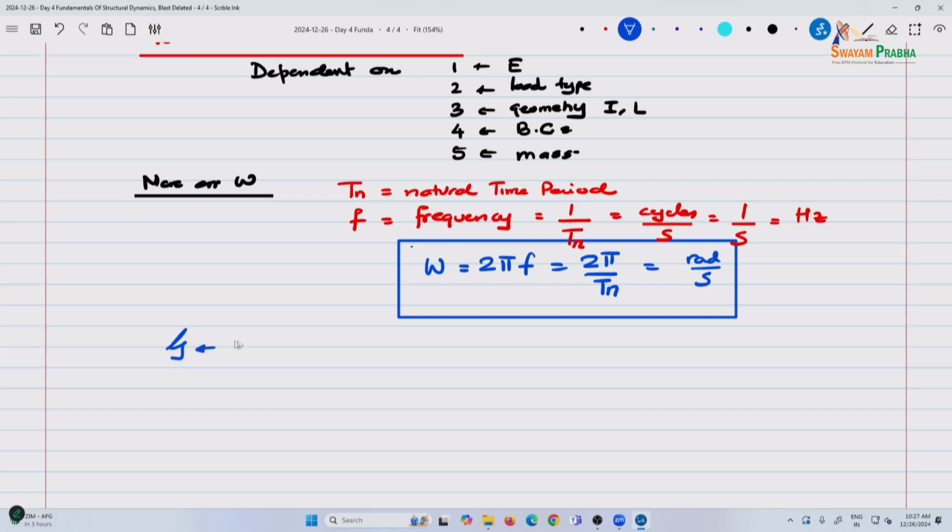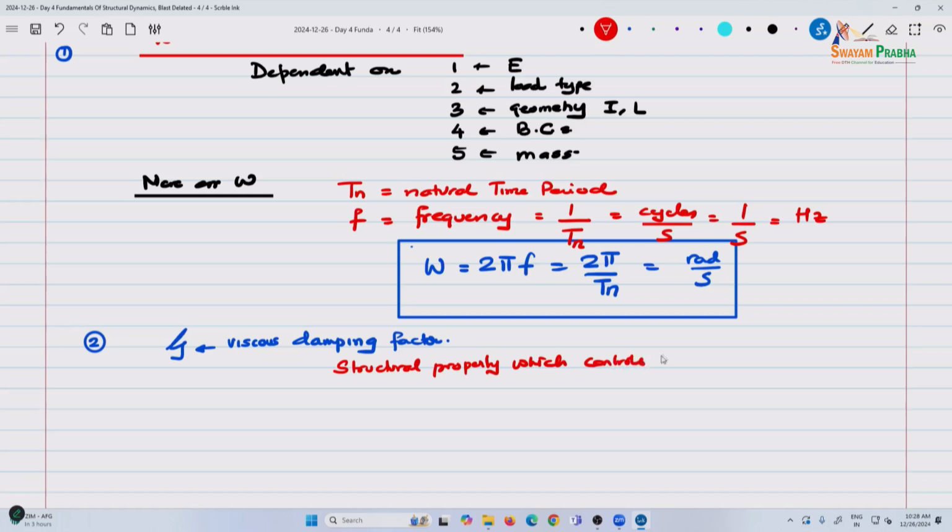Xi, as we talked about, is a viscous damping factor. We have seen omega. So this is 1, let's say, but what about xi? This is basically a structural property which controls the stopping of vibration.